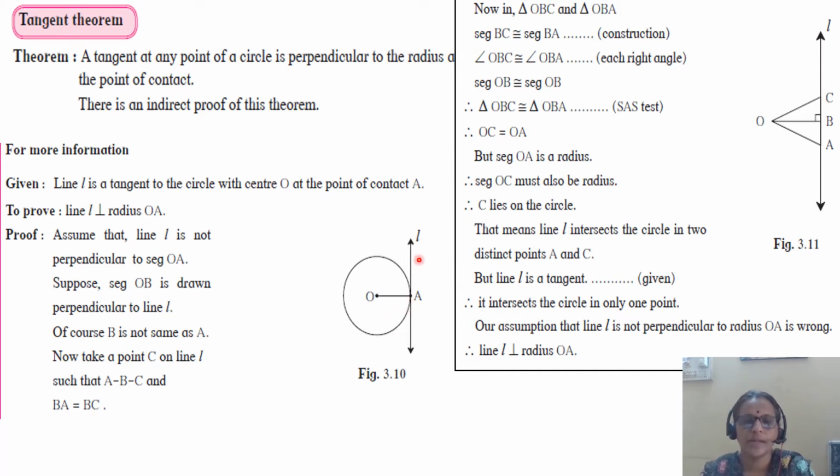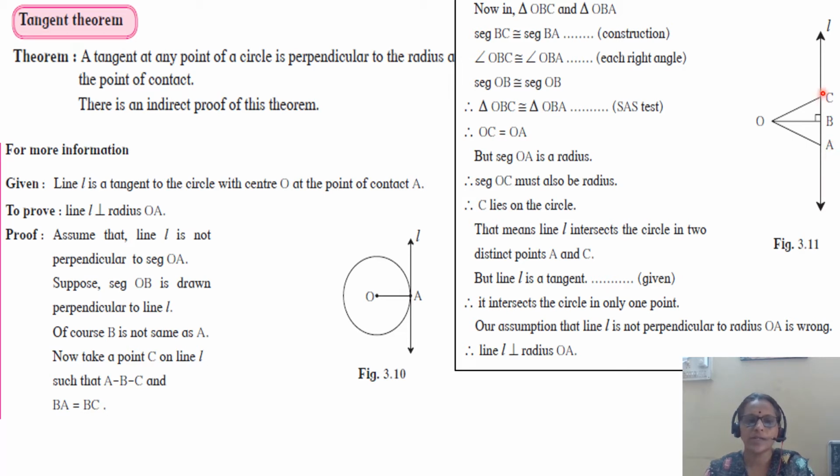Now assume that line L is not perpendicular to OA. So suppose segment OB is drawn perpendicular to line L. Let us observe the figure. OB is drawn perpendicular to line L. So B is not the same as O. B is not the same as A. That is, A and B are two distinct points.